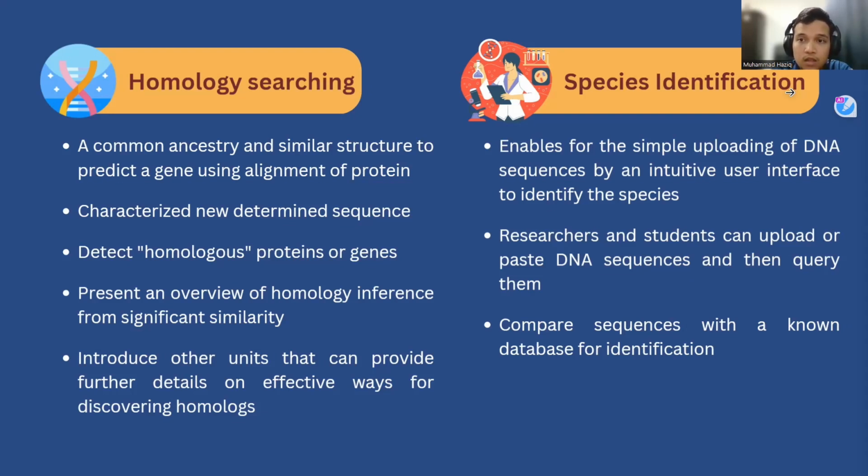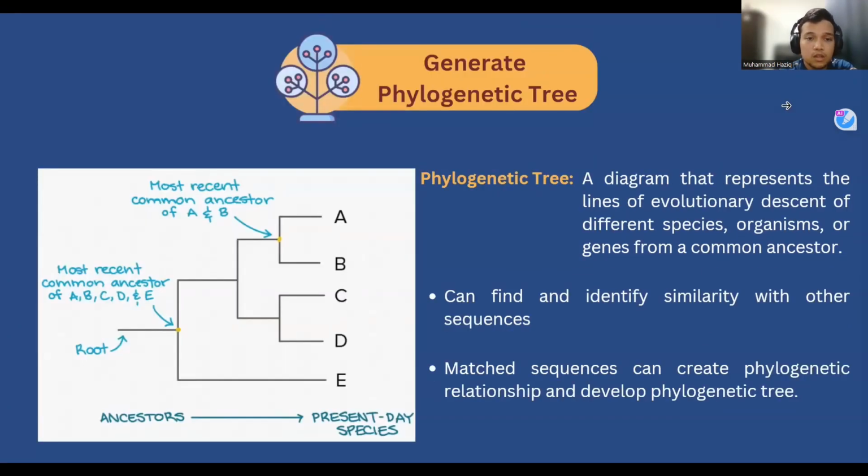The third one is species identification. It enables simple uploading of DNA sequences through an intuitive user interface to identify the species. From this, researchers and also students can upload or paste the DNA sequences and then query them. From all of these sequences, we can compare them with a known database to identify the species. The last one is BLAST can be used to generate a phylogenetic tree.